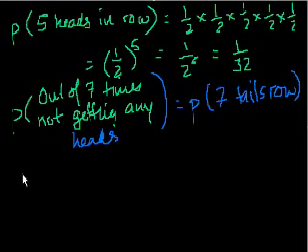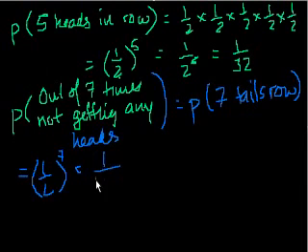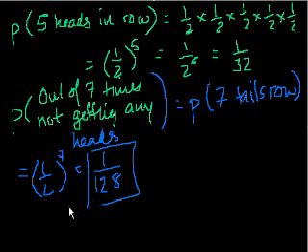And what does that equal? Well, the tails are equally likely to the heads. So that would be 1/2 to the 7th power. And that equals, what is that? 2 to the 7th is 128, so that's equal to 1/128.